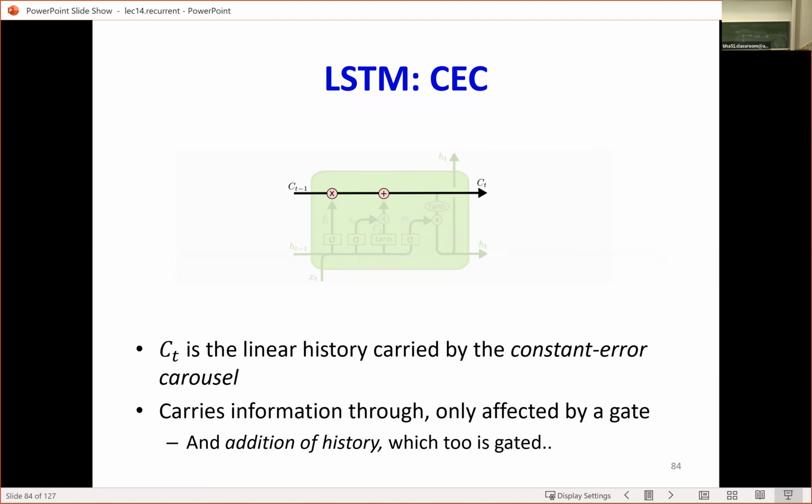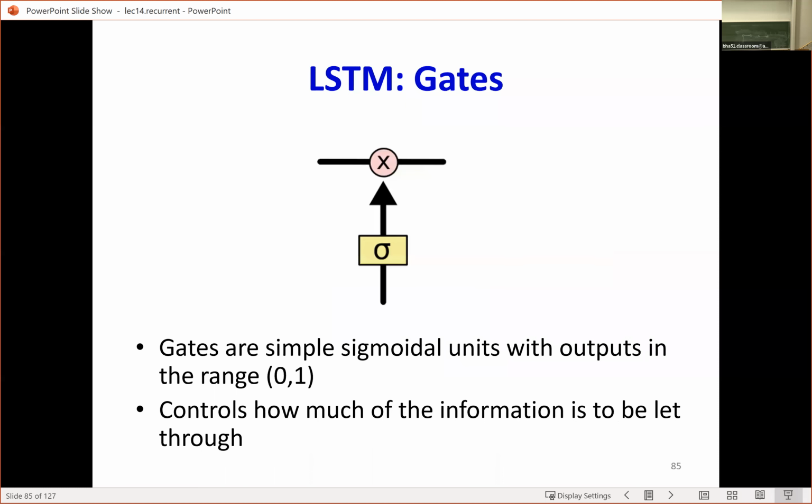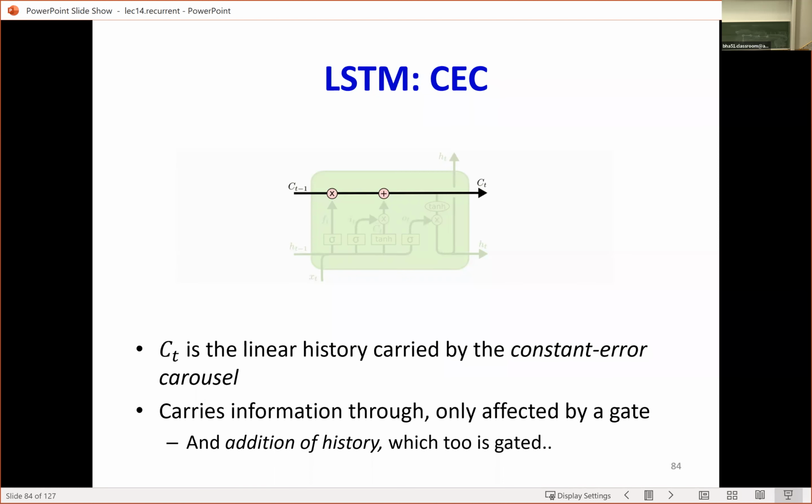So CT is the linear history carried by the constant error carousel. It carries information through only affected by a gate and addition of history, which is gated. And then you see that there are two controls within each time, right? There's a multiplicative and an additive control. The reason is we need two operations. One is the decrement, one is the increment, right? If you try to combine the two, it just ends up being a plus. So you end up not distinguishing between the two. So we explicitly introduce two different kinds of operations just to make sure that both of these operations can be performed.